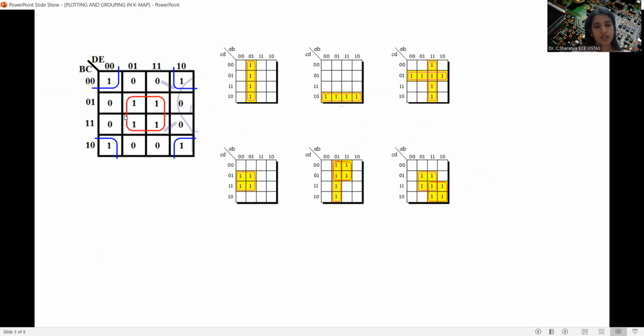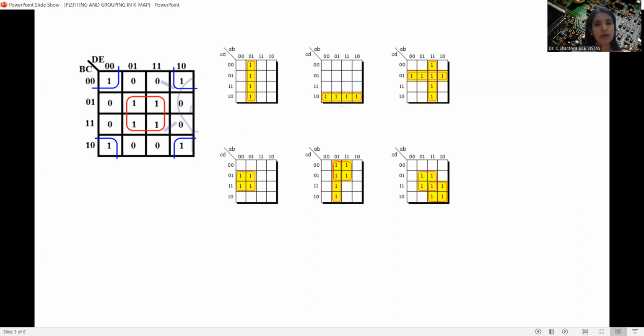Generally you can group 4 ones together in the center or on the sides like this. You can group the 4 corners of the K-map, and you can group vertical ones or horizontal ones. You can even overlap groups of horizontal ones and vertical ones, either in 2s or 4s. Again, this is an overlapping group. Basically our concept behind grouping is that we have to group as many ones as possible.